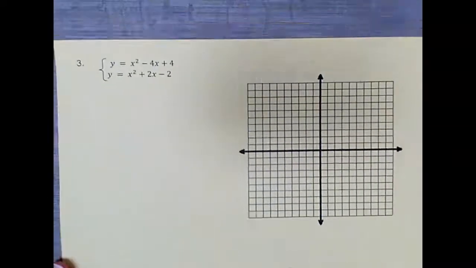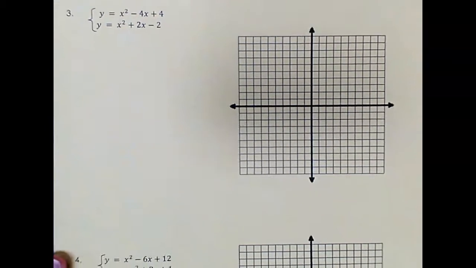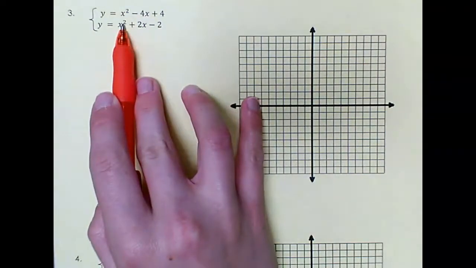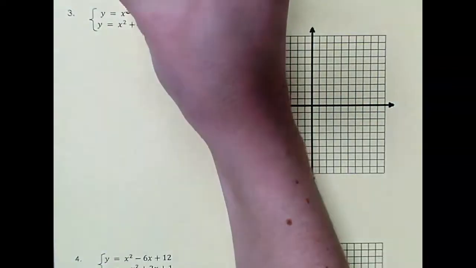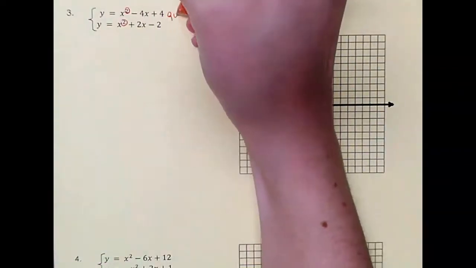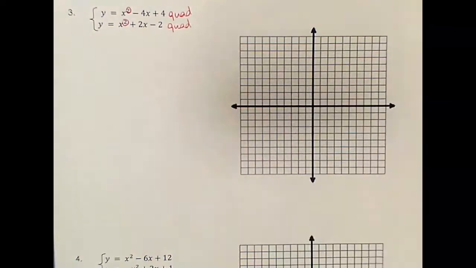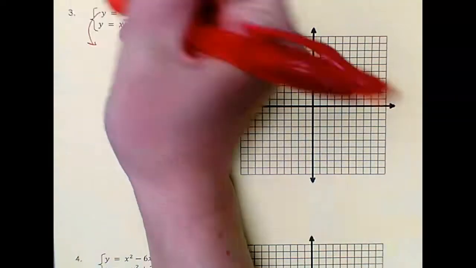So let's look at examples 3 and 4. These are the last ones that we have. Notice that in both of these equations, in problem 3, we have squareds. So they're both quadratics, and they're both going to create parabolas. So let's talk about this top one first.